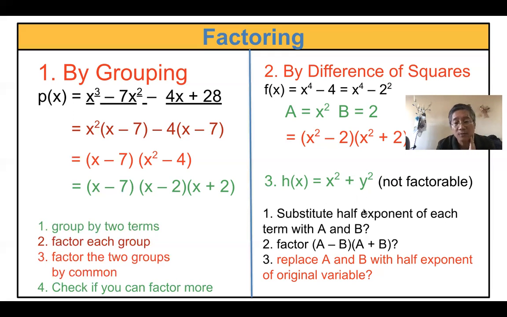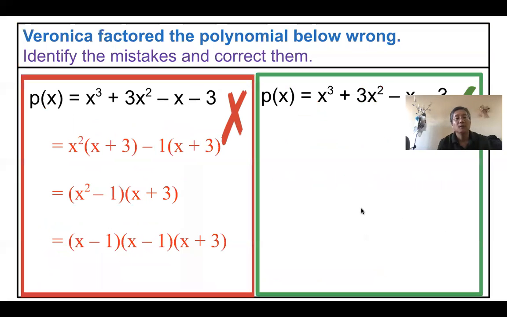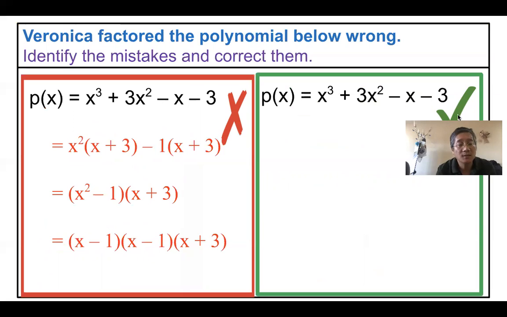All right, so does everybody understand? Okay, then I want you to find the error, identify the mistakes, and then correct them. So if you remember how to factor the function which has the third degree, cubic function, x to the third power, x cubed, and then 4 terms, right?